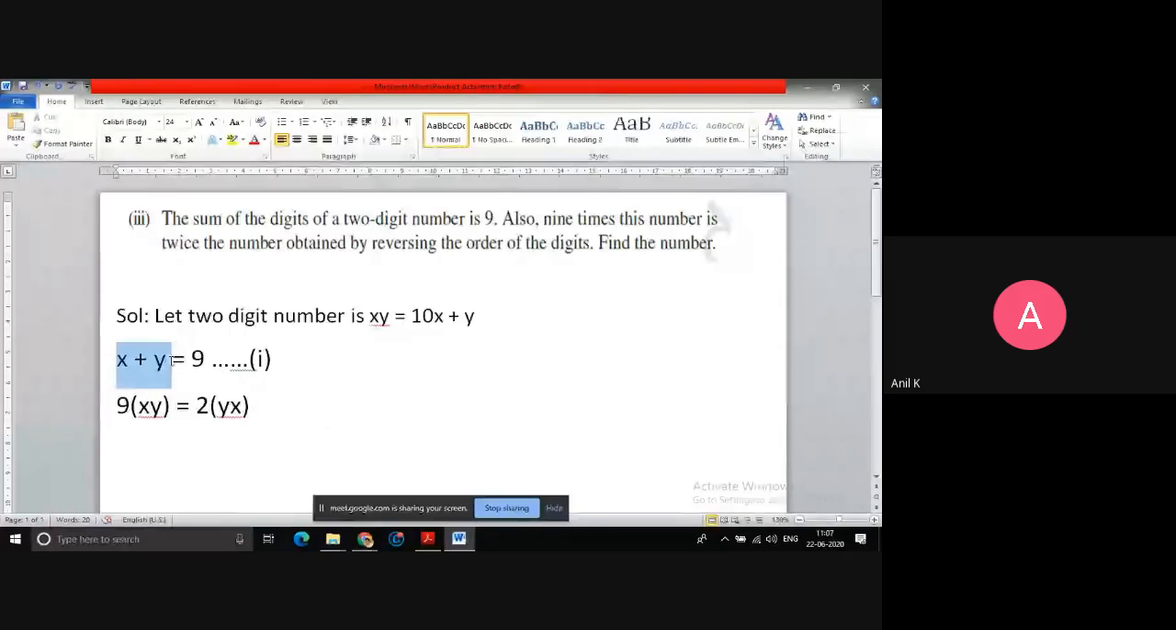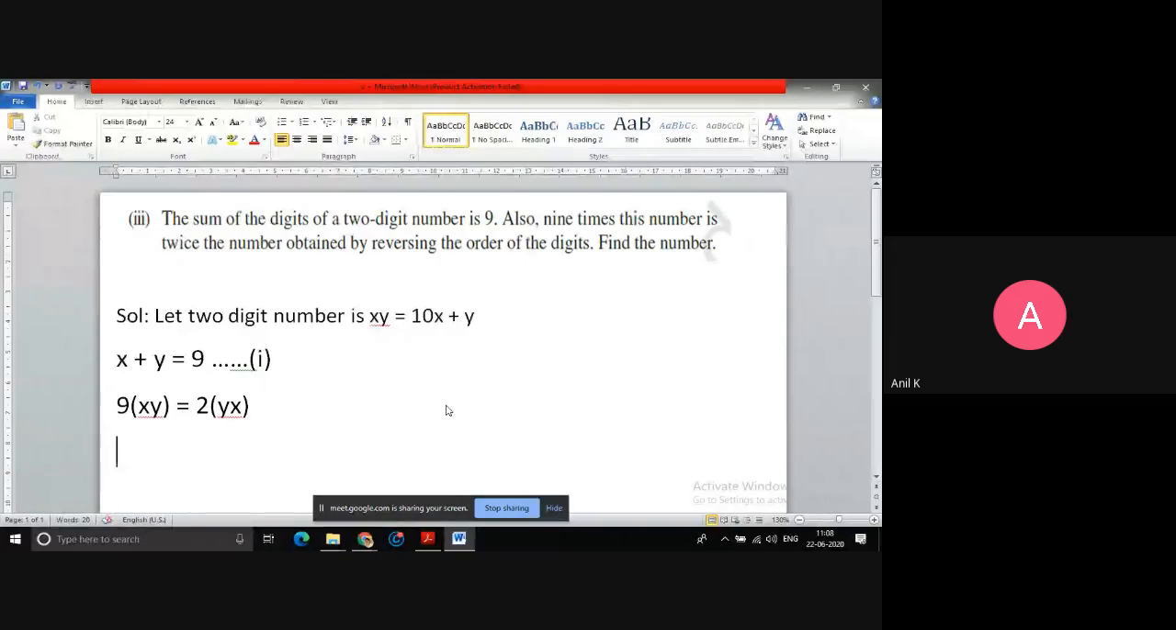First equation, how do we get it? The problem uses the words "the sum of the digits is 9," so x plus y equals 9. Second condition, how did I get it? 9 times of a two-digit number equals twice the number after reversing its digits. Now, I cannot say this is equation number 2 yet.